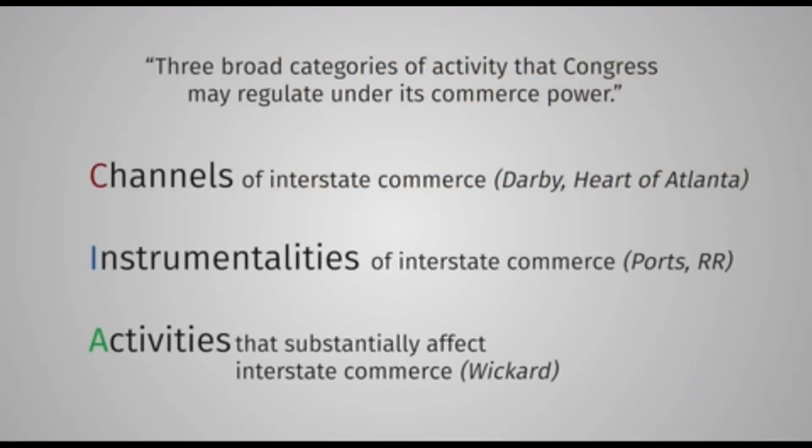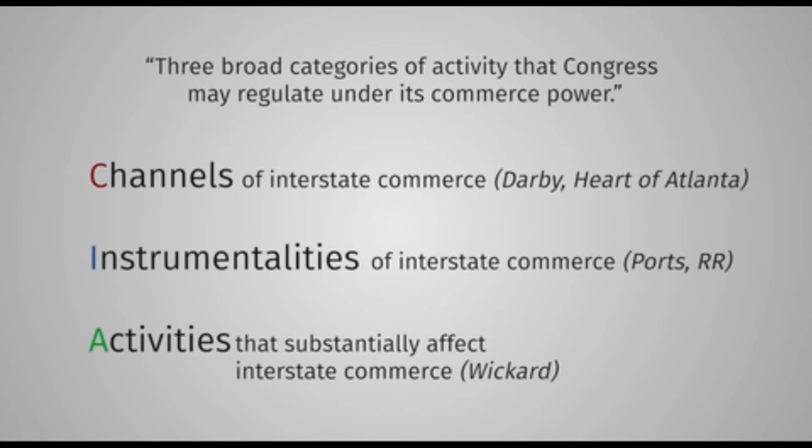First, Congress may regulate the use of channels of interstate commerce. In Darby and Heart of Atlanta, for example, the court upheld Congress's authority to keep the channels of interstate commerce free from immoral and injurious use. In such cases, Congress can regulate local activities that block the flow of interstate commerce. Second, Congress is empowered to regulate and protect the instrumentalities of interstate commerce, or persons or things in interstate commerce, even though the threat may only come from intrastate activities.